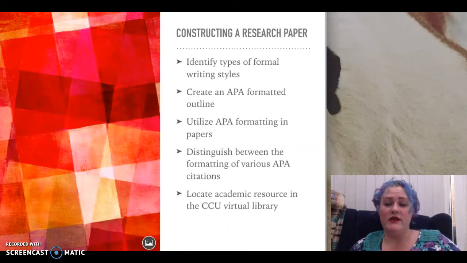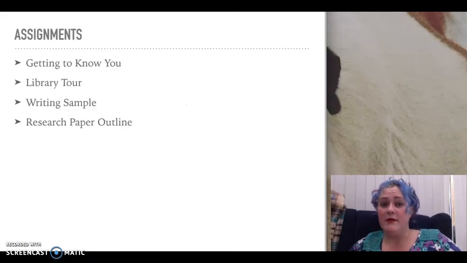In this session, we're going to be focusing on constructing a research paper. So we're going to look at two of the most important building blocks that you can take with you for any paper you ever write. There are 4 assignments, but we're going to focus on 3 of them: the library tour, what I expect from your writing sample, and the research paper outline.